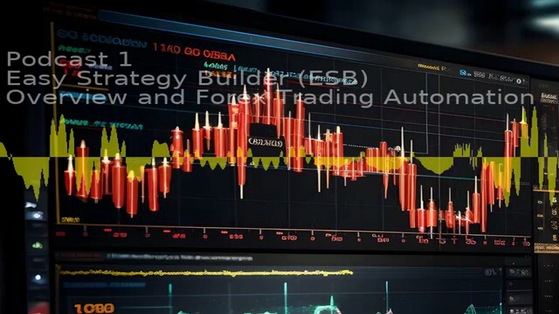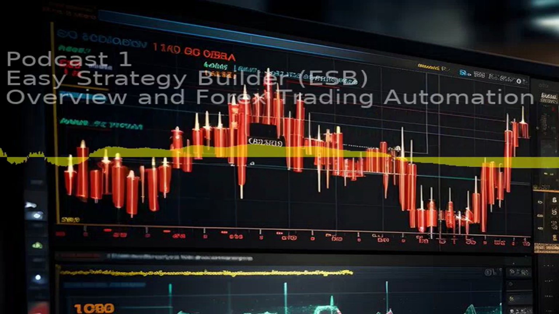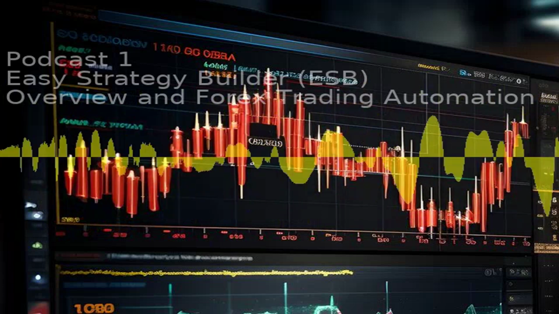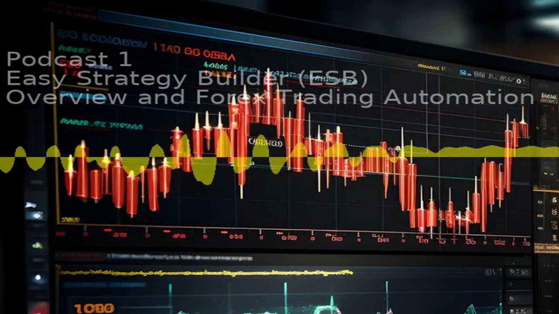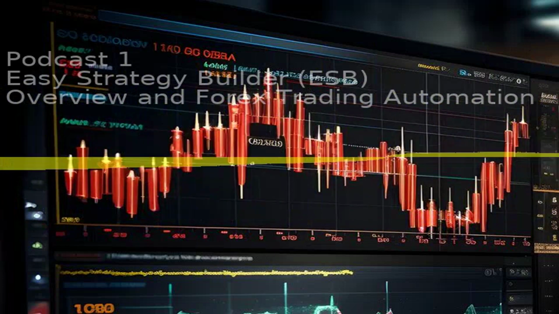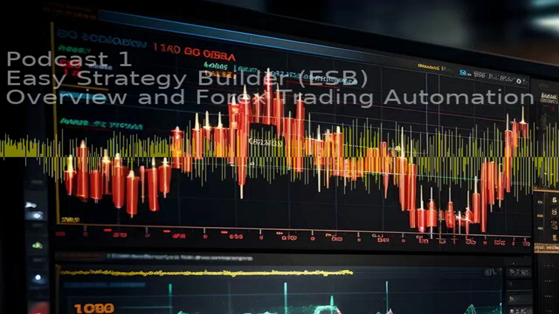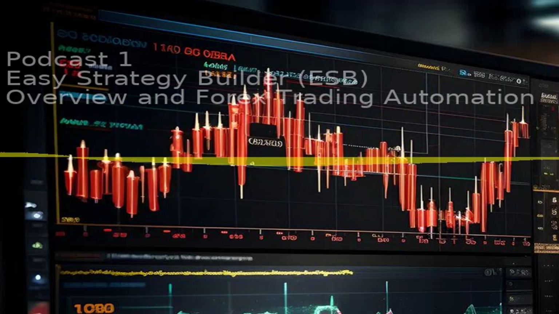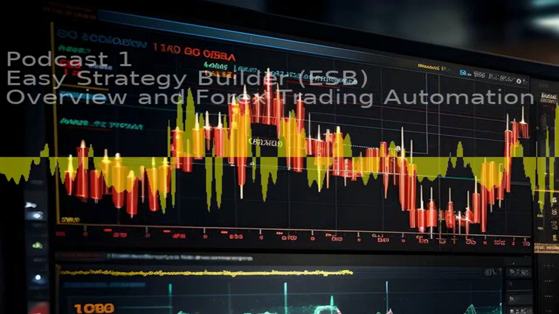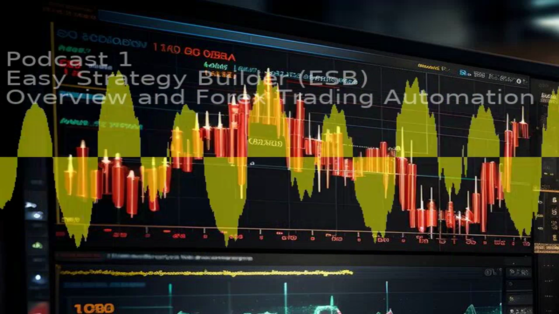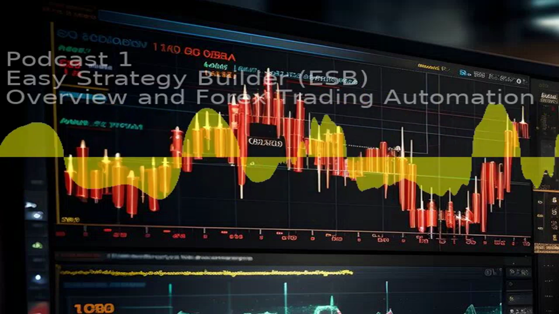Music to any trader's ears. Right. We've all been there. We come up with a strategy, looks brilliant on paper, then you put it into play in live trading and poof, goes up in smoke. Been there. So how does ESB actually handle this whole crucial step of backtesting? From what I'm seeing, ESB lets you simulate your strategies using historical market data. Basically, it gives you a sneak peek into how your strategy would have performed in the past.